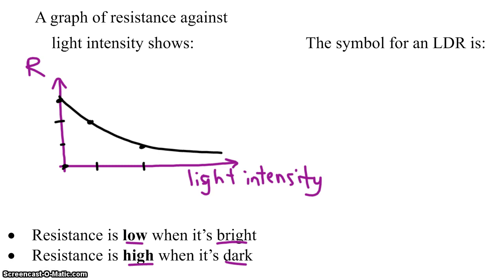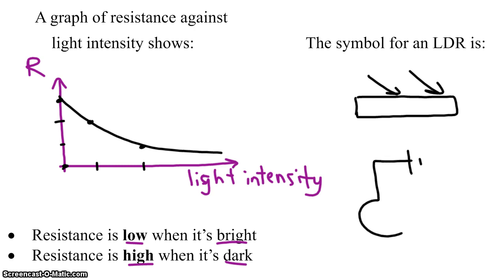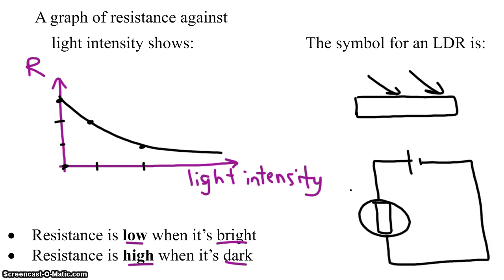The symbol that we use for an LDR is like this. We have just a regular resistor and then two lines coming at it like that. Those lines represent the light hitting the resistor. Sometimes you'll see a more complicated drawing where there's a circle and then a resistor inside. And coming at the circle are the two lines, the two arrows. So both of those are valid drawings. The one that we'll usually use mostly is the one on the top. Okay.